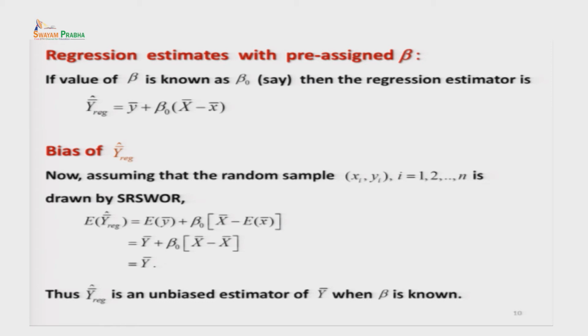So, the first case we are going to consider here is the regression estimator with pre-assigned beta. Suppose the value of beta is known as beta 0. Then this regression estimator will become y bar hat reg is equal to small y bar plus beta 0 times capital X bar minus small x bar, right. And it is possible that this beta is the slope parameter. So, beta essentially indicates the average change in the value of y when there is a unit change in the value of x.